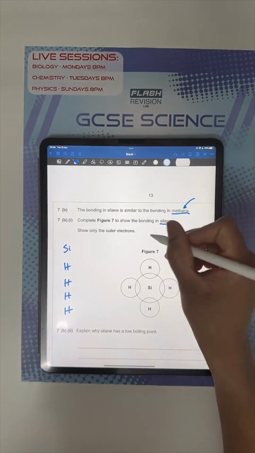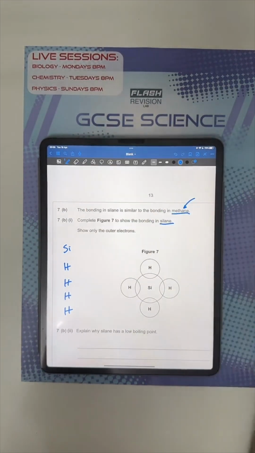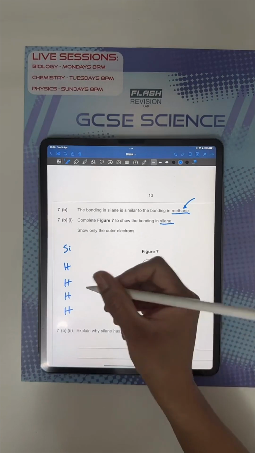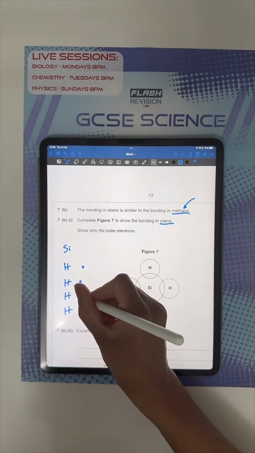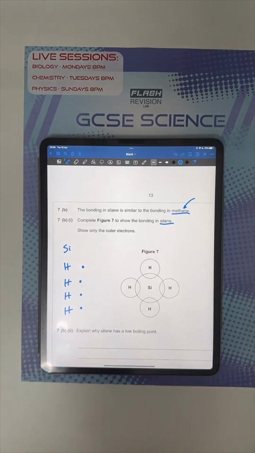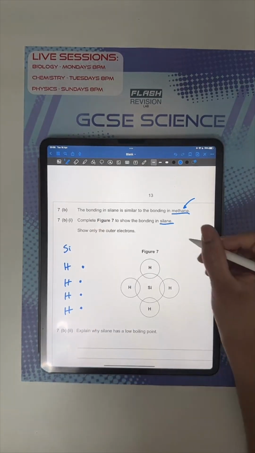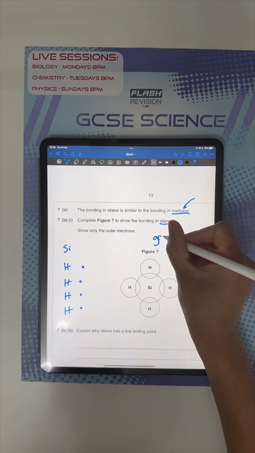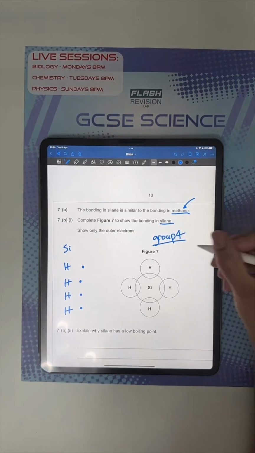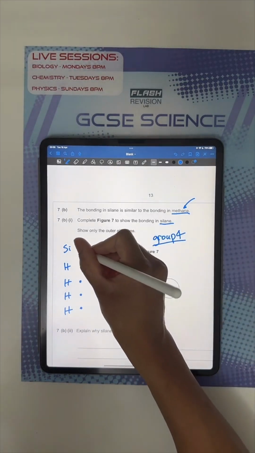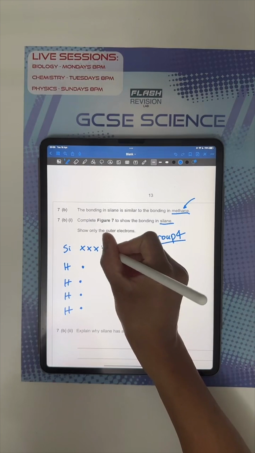So remember what we're going to draw is a diagram, just the outer electrons. So for hydrogen, let's choose a dot. It doesn't matter which one you choose, but let's say each hydrogen has 1 dot available. Silicon, if you look in the periodic table, you'll find it in group 4, which tells us how many electrons are there in the outer shell. Exactly, 4. So we're going to use 4 crosses for silicon, okay?